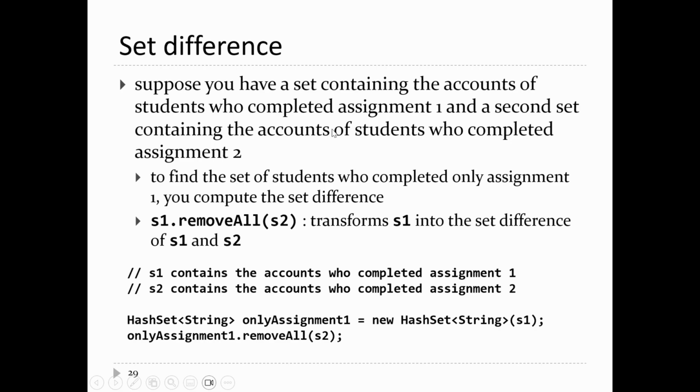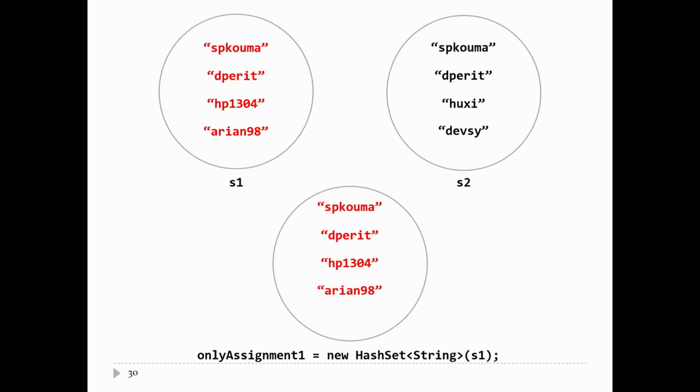All right, and so finally, there's the set difference. So if you know who completed assignment 1 and who completed assignment 2, and you want to know who completed only assignment 1, that's set 1 minus set 2. And so removeAll removes all the elements from S1 that are also in S2. Right? So again, it transforms S1. So if you don't want to change S1, make a copy of it first. So here I have onlyAssignment1 as my copy of S1. And then I'm going to call removeAll using S2. Right?